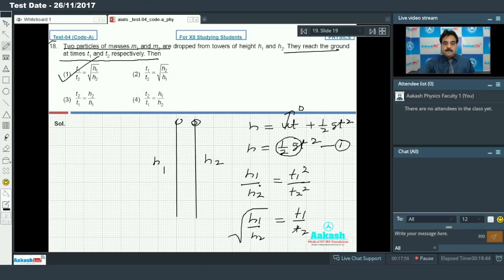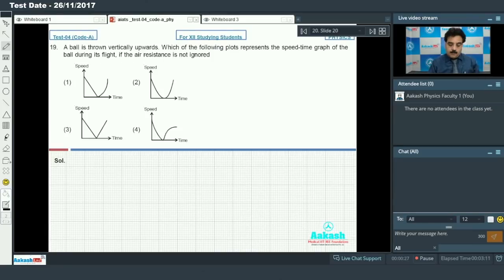So let's move on. Question number 19. So now I am going to take question number 19. A ball is thrown vertically upward, like that. Which of the following plots represents the speed time graph of the ball during its flight if the air resistance is not ignored? Air resistance is not ignored, so keep that in mind.